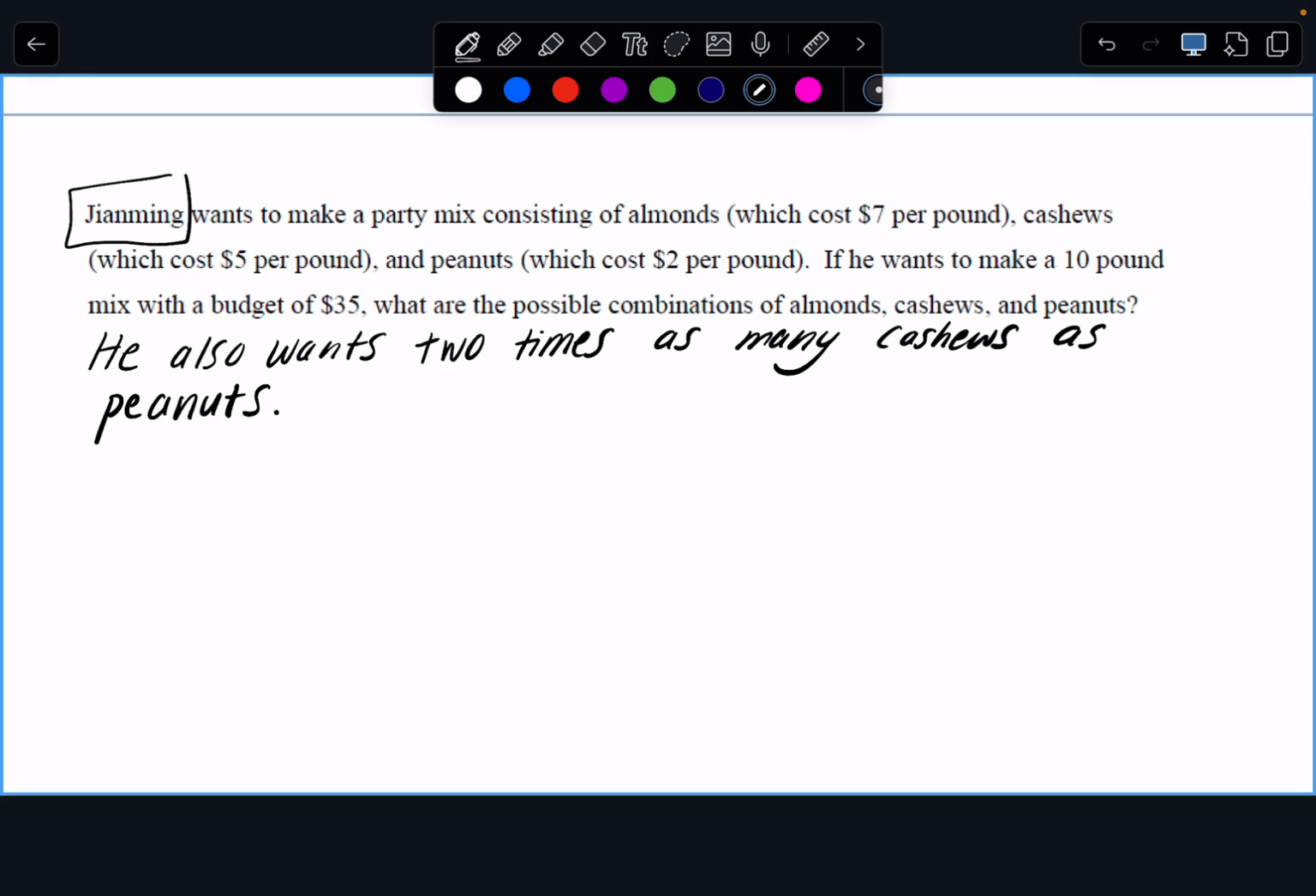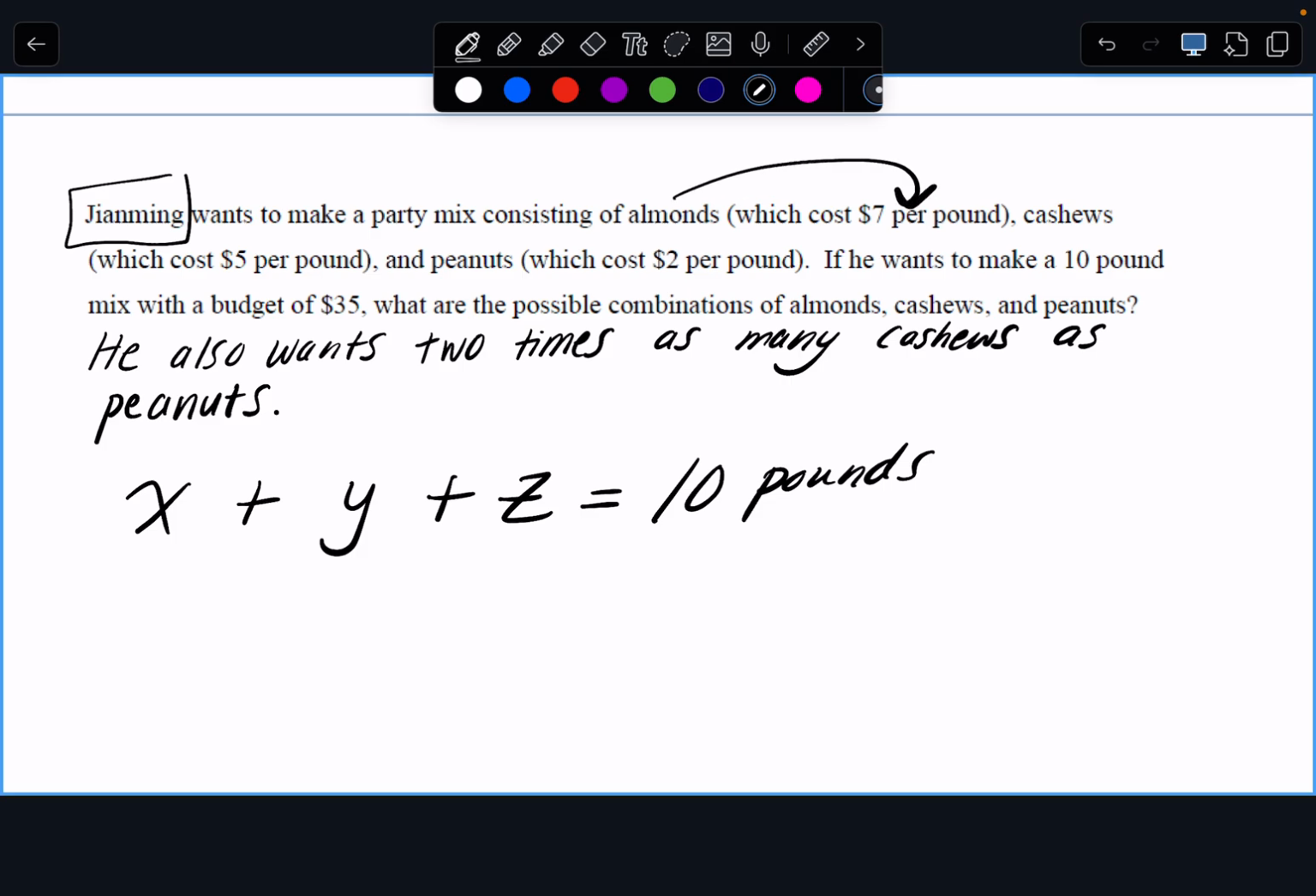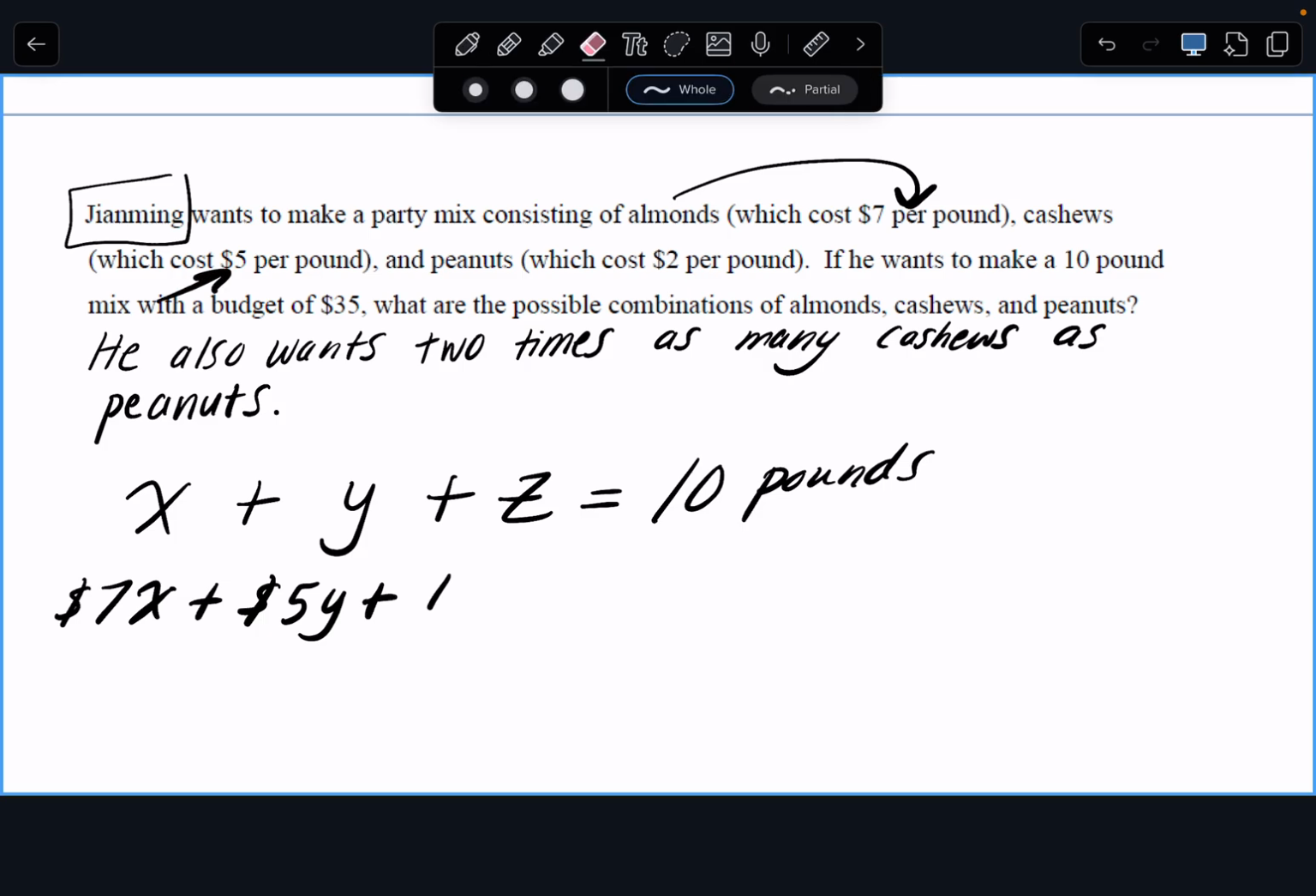So it's pounds. So we're gonna have X plus Y plus Z equals what? How many pounds? 10 pounds. That's true, right? If we're putting in a bag of 10 pounds some almonds, peanuts, whatever, it can only equal 10 pounds, yeah? Now let's do a money truth statement. So almonds were $7. So you'd say 7x plus money 5y, see? Plus 2z equals a money statement. It's going to cost $35.